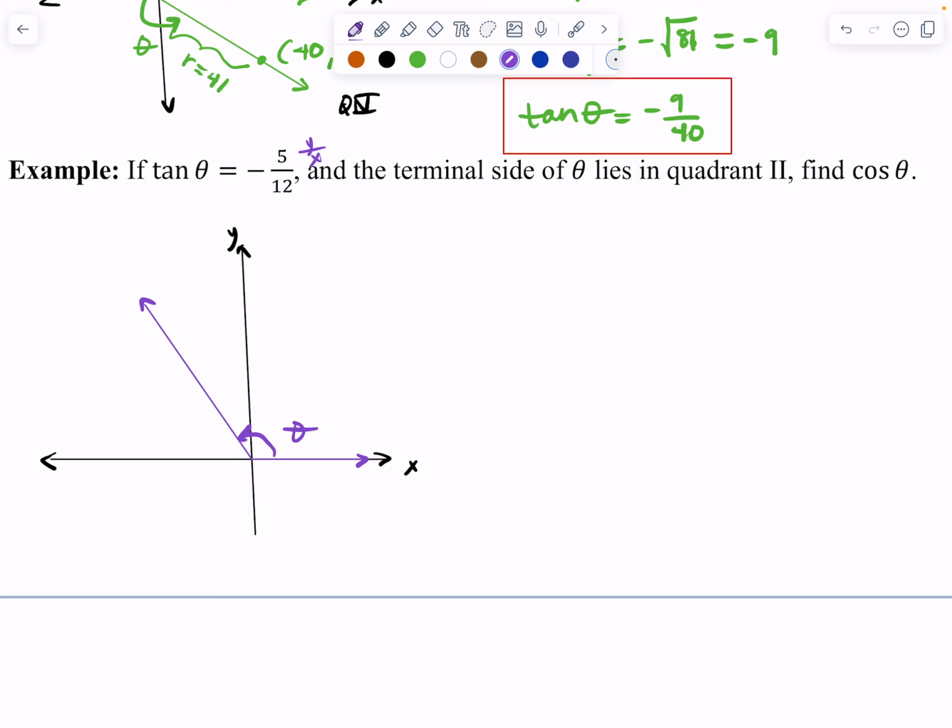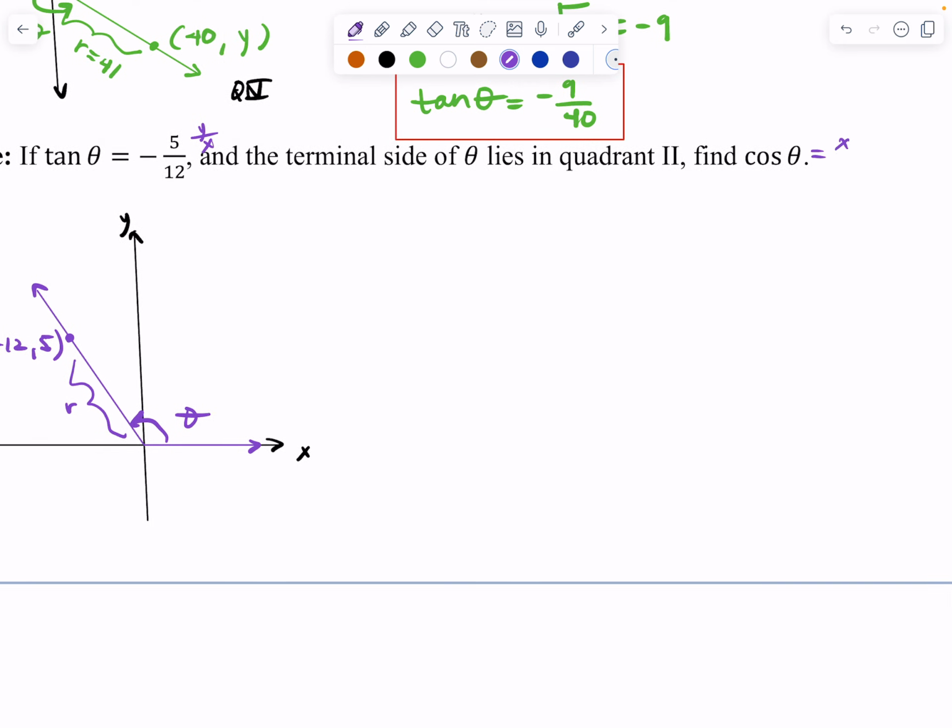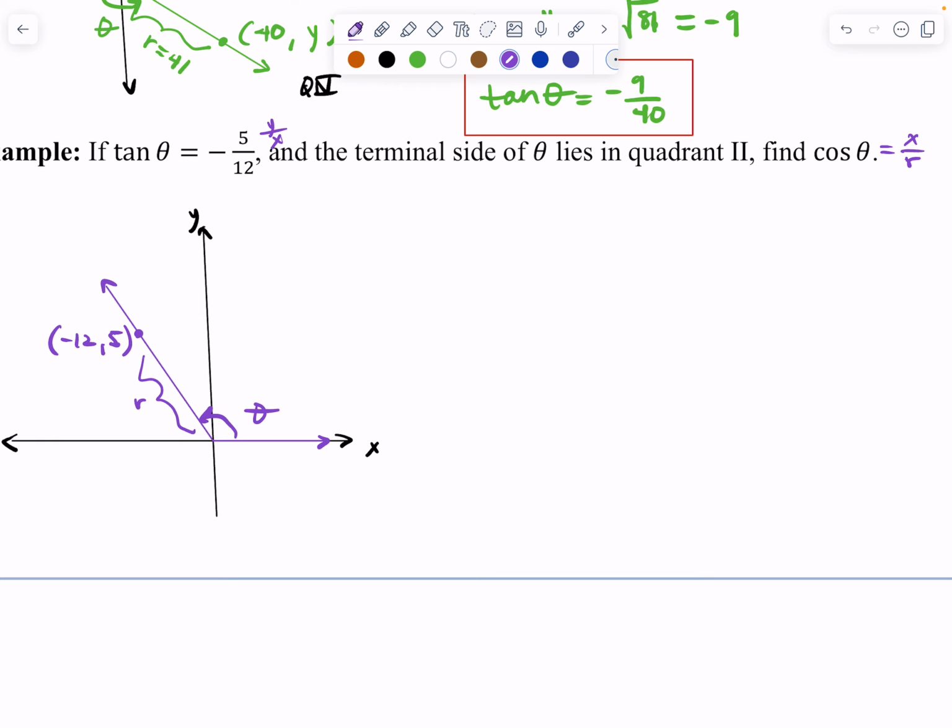Remember, tan is y over x. So in quadrant 2, x is negative, y is positive. So I could say that theta passes through the point negative 12 comma positive 5, since y would be positive and x would be negative. And then we can figure out what r would be, but we want to check, do we need r? Yep, because cosine is the ratio x over r. So we know that cosine of theta will be equal to negative 12 divided by something, and we need to figure out what that something is.